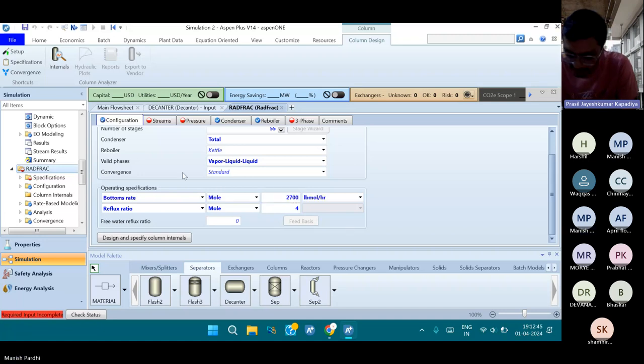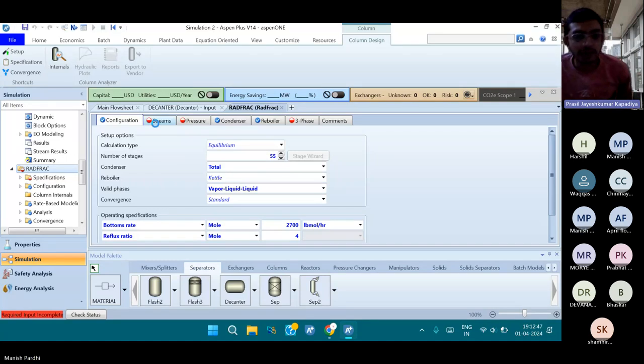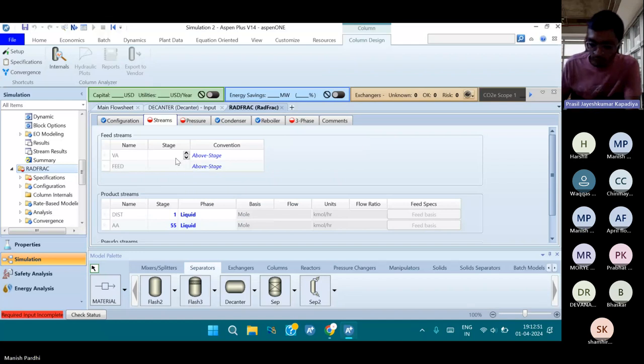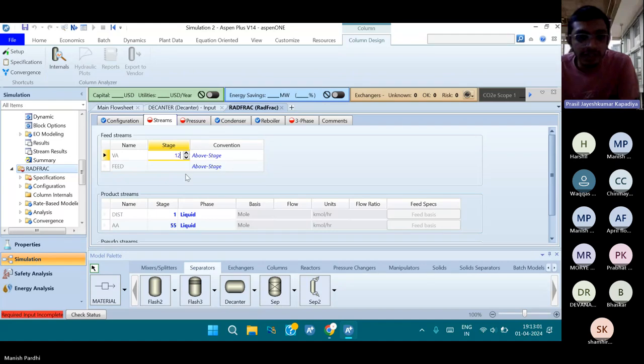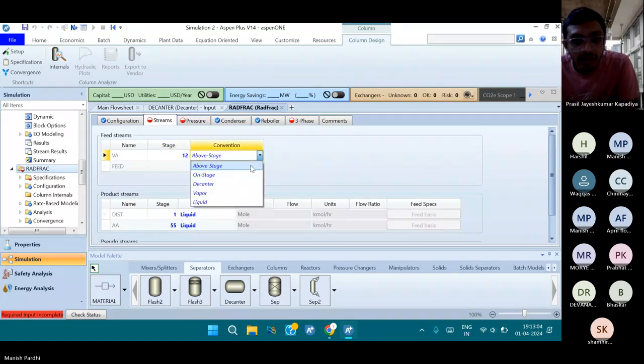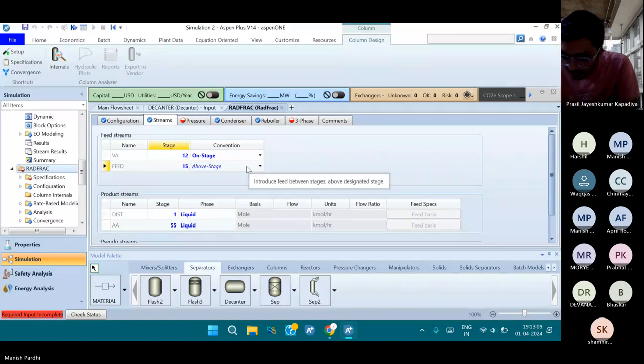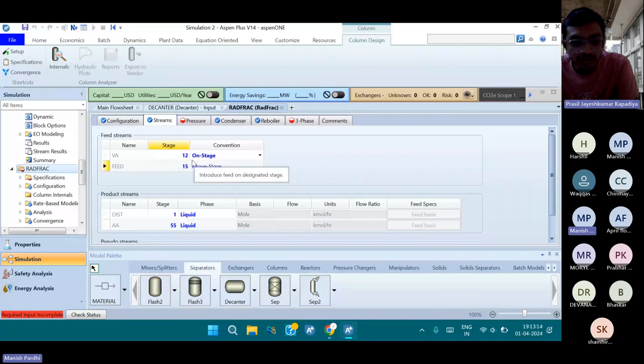Now, please next. We have two input streams, right? Feed enters above 15th stage. Feed stream enters above 15th stage. VA enters above 12th stage. Above 12th stage. Okay, got it.